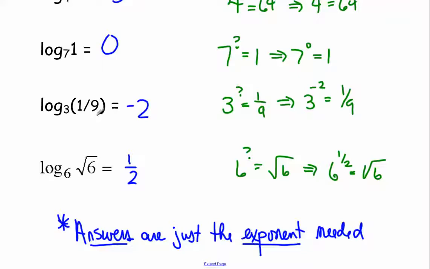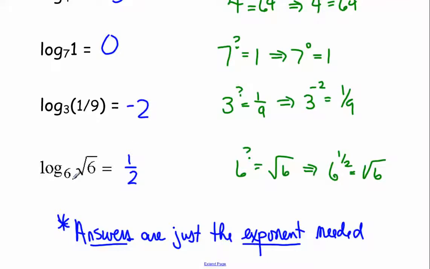Log base 3 of 1/9. So 3 is my base. I'm raising it to some power, and it equals 1/9. So I've gone from a whole number to a fraction, which means I've got to put the 3 in the denominator. I'm going to need a negative exponent. And to get from 3 to 9, you'd have to square the 3, 3 times 3. And so the answer would be -2.